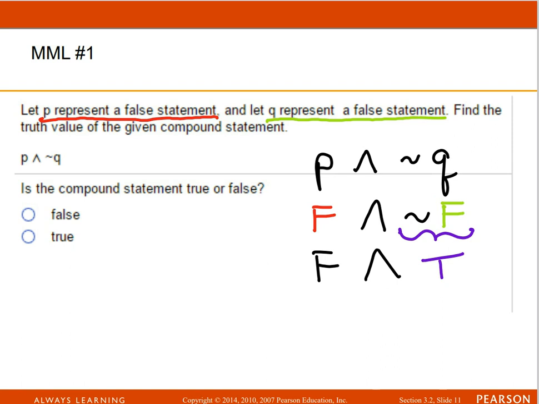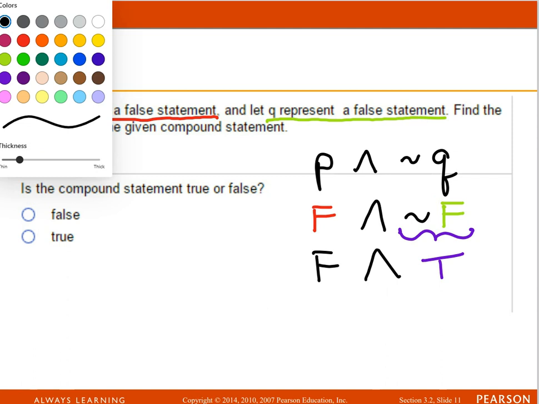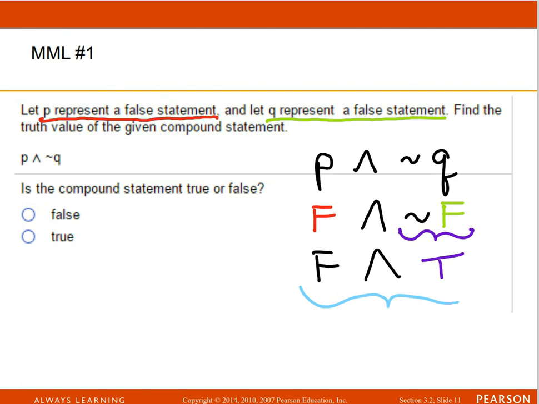Remember my example? You have to be both. I forget what the example was. Let's see, it was a class. Oh yeah, you have to have taken the prerequisite and have gotten a C or better. So since I have one false, the false and true ends up being a false. And so I'll bubble on that. And that's my math lab number 1.